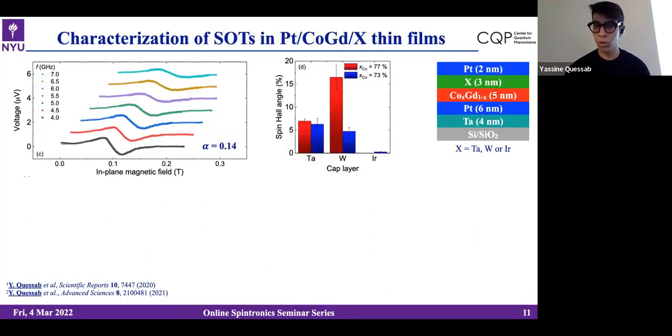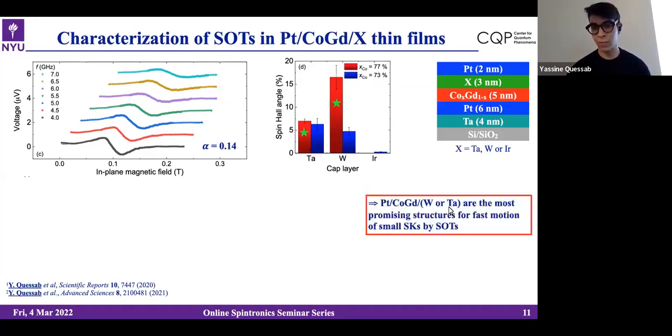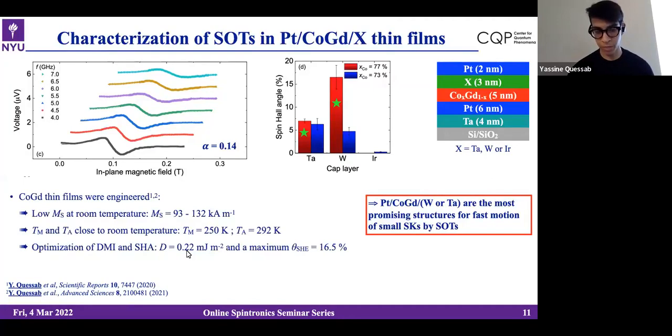Then the next step for us was to characterize the spin-orbit torques in these structures that I grew by DC magnetron sputtering, and that was done by spin-orbit torque switching and also spin-torque ferromagnetic resonance. I'm not going to go much into detail; you can check our papers for that. But we measured a Gilbert damping of 0.14 and a net spin Hall angle of 16.5% for tungsten and 6.5% for tantalum. So in this study, we realized that cobalt gallium with tungsten or tantalum are the most promising structures to study fast motion of small skyrmions driven by spin-orbit torques, because they have a sizable DMI that we experimentally measured by BLS and also a maximum net spin Hall angle of 16.5%.